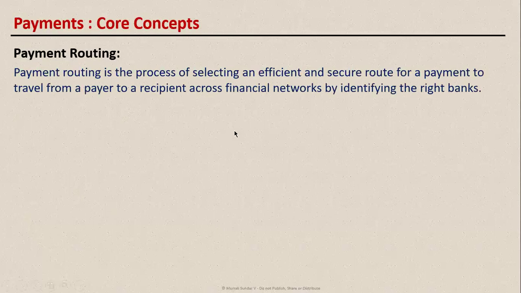Okay. So routing. Routing is the process of selecting an efficient and secure route. So I need to send a payment from bank A to bank B, right? And how do I know which is bank B? I need to identify it, and how to send the message directly, properly and securely to bank B. Those logics are involved in the routing system.